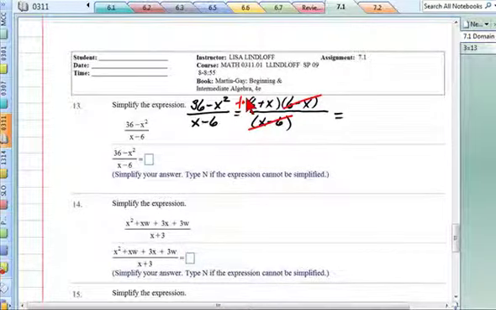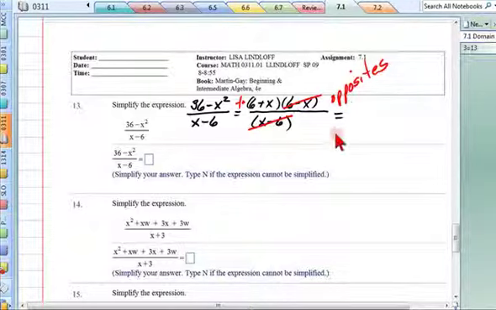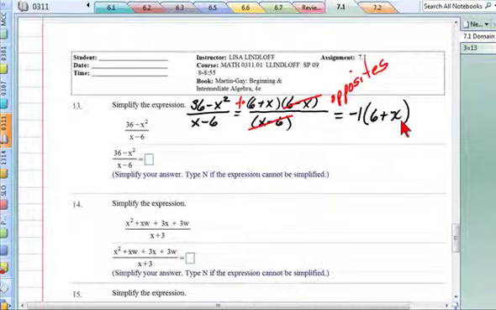When you mark out things that are identical, you don't even worry about the ones that you leave behind. But when you mark out things that are opposites, you have to make sure that you leave a negative 1 behind as a factor. All right, my answer now is, I could write it as negative 1 times 6 plus x, but most probably they would go ahead and multiply that to be negative 6 minus x.